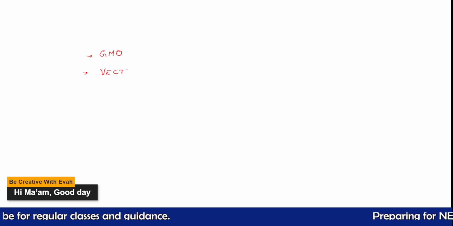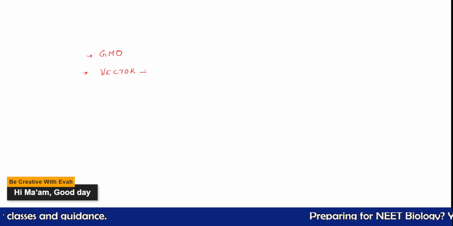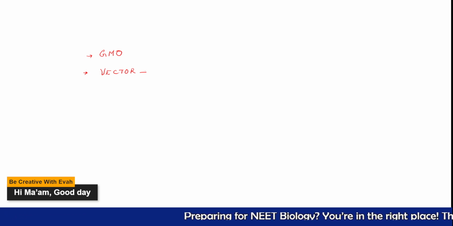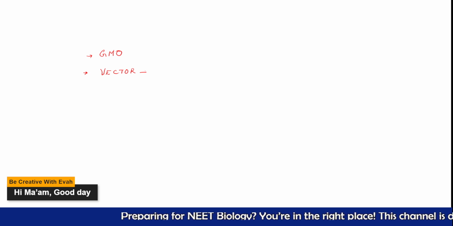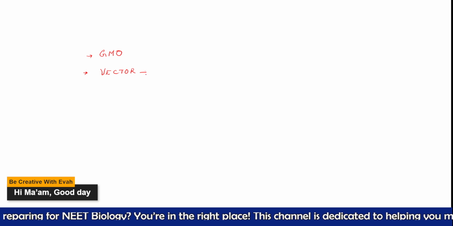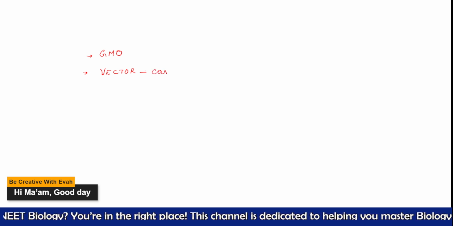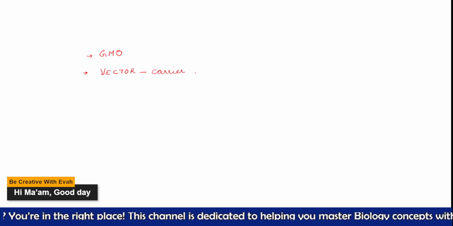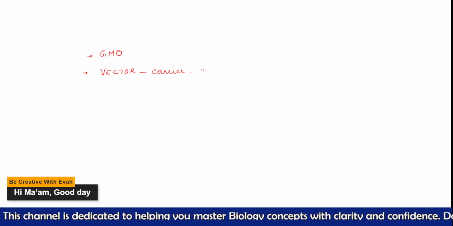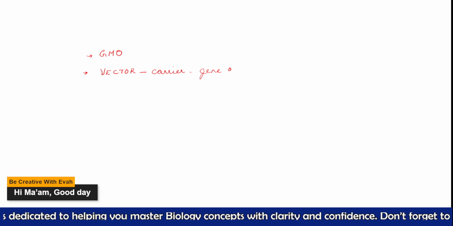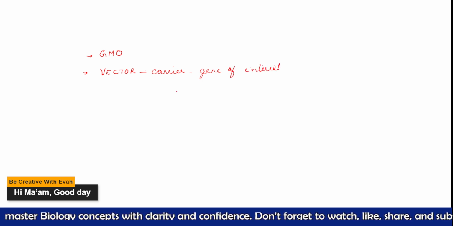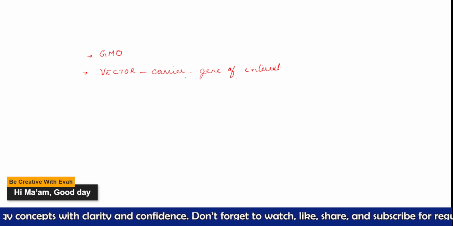Have you heard about vector in the previous chapter, human health and diseases? In that, what is a vector? A vector is a carrier of disease causing microbes. Okay. Here in biotechnology, a vector is also a carrier. But what does it carry? It carries a specific gene. Okay. That gene is called a gene of interest. So the vectors are the carriers of the gene of interest.